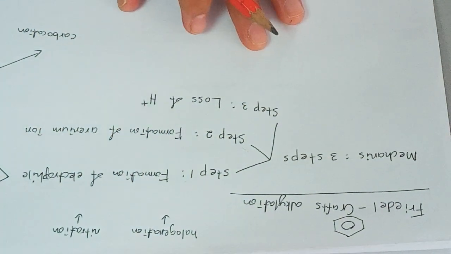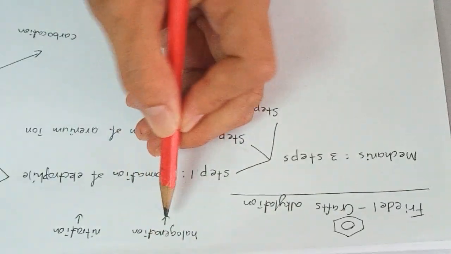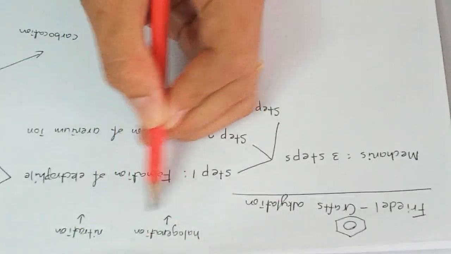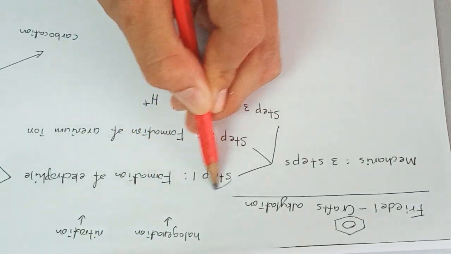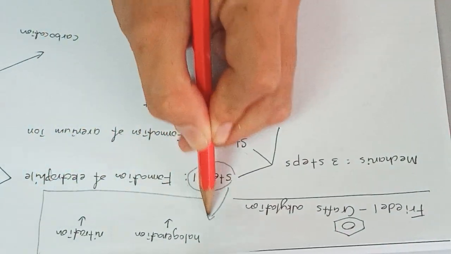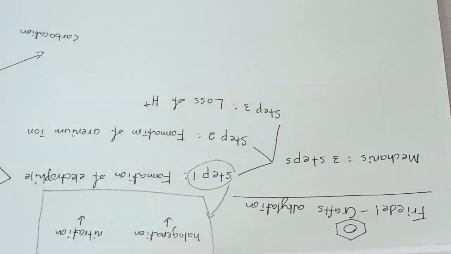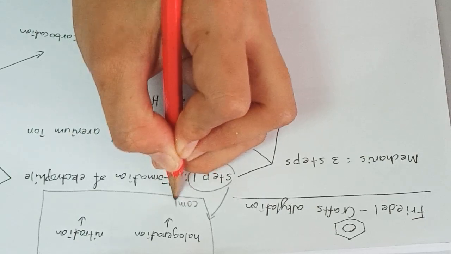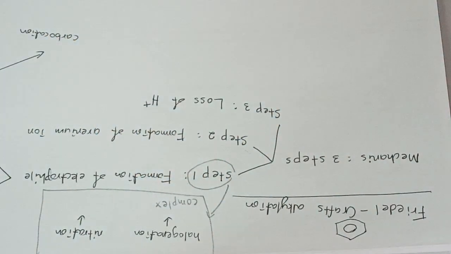Do you remember? For halogenation, what kind of electrophile do we form? I just want to highlight step 1 first. For step 1, remember, in halogenation, what kind of electrophile do we form? It is a complex. You can refer back to your notes. Okay, we form the electrophile for halogenation in the form of a complex.